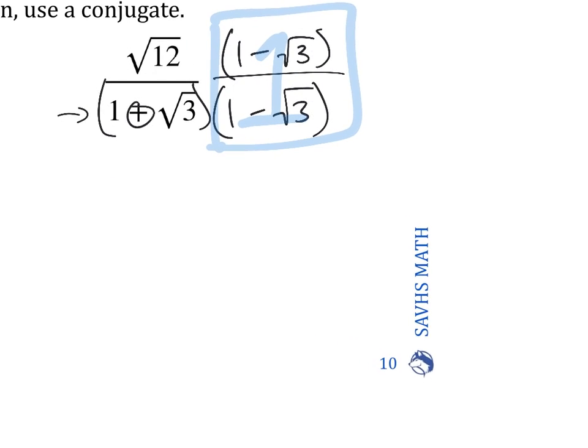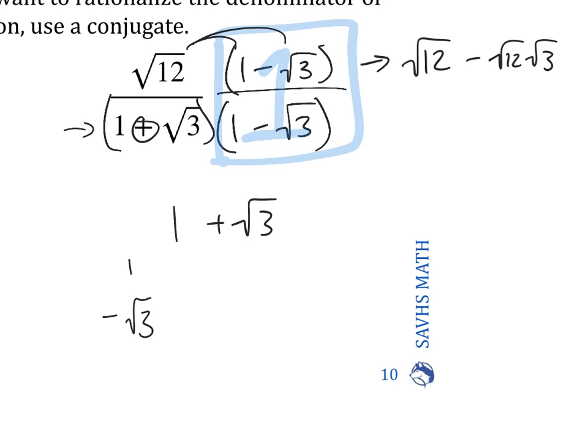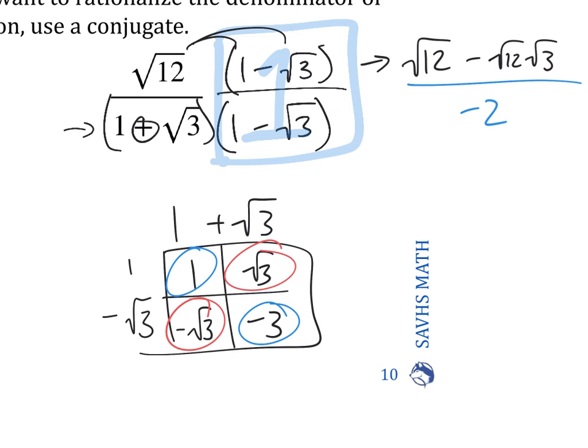Okay, so let's multiply out the numerator. We can just distribute. So we get 12 minus root 12 times root 3. We'll deal with that in a second. I don't want to simplify that yet. Let's use the box method to simplify the denominator. 1 plus root 3, 1 minus root 3. I get 1, root 3, negative root 3, and then negative 3. So these two add to 0, so I don't need to deal with those, but these two add to -2. So we get -2 over here.